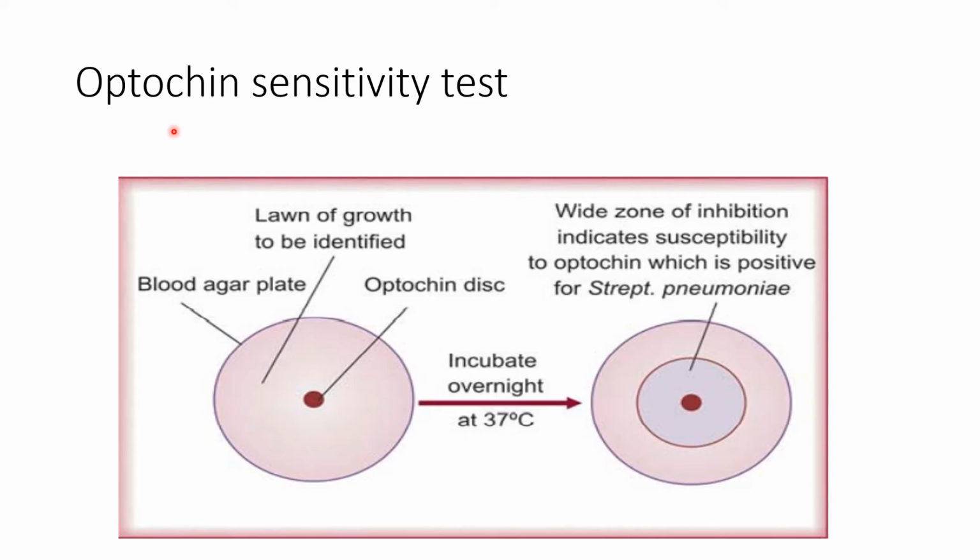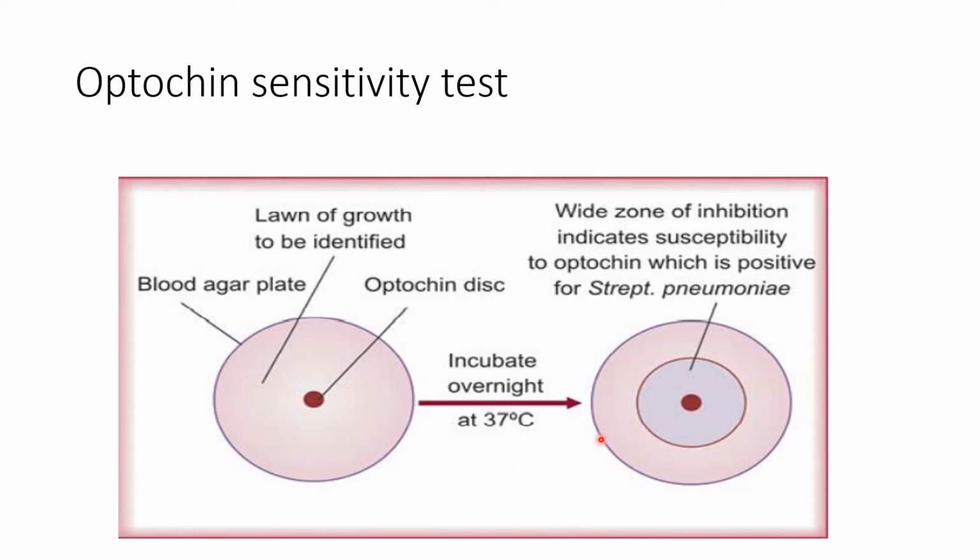So how do we do this test? Just like the antibiotic sensitivity test, we first have to prepare a blood agar plate, and on that we smear the Streptococcus pneumoniae culture by means of a swab, and then we keep a disc of optochin, that is a disc containing 5 micrograms of optochin, at the center, and then incubate it overnight at 37 degrees Celsius.